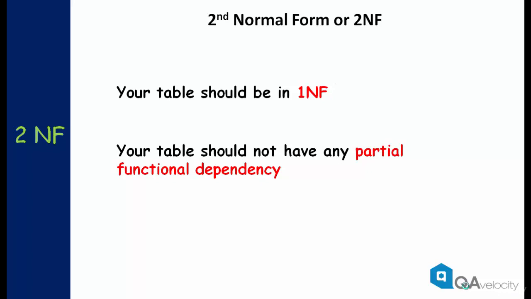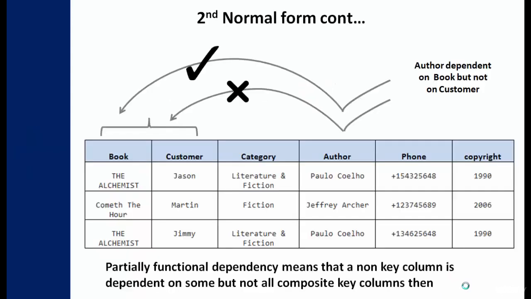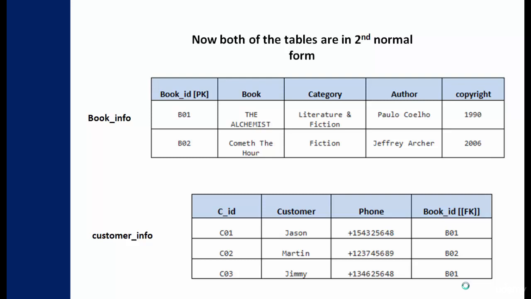As we have discussed earlier, partial functional dependency means that a non-key column is dependent on some but not all the columns of the composite key. So if we recall our table, many of the columns like author, category, and copyright are partially functionally dependent on the books column. So the table is not in second normal form. We need to remove this dependency, and for that we have to further divide this table. So what we have done is we have removed the partial functional dependency. We have divided the table into two parts and assigned a primary key in both tables. So we have created a book info and a customers info table.